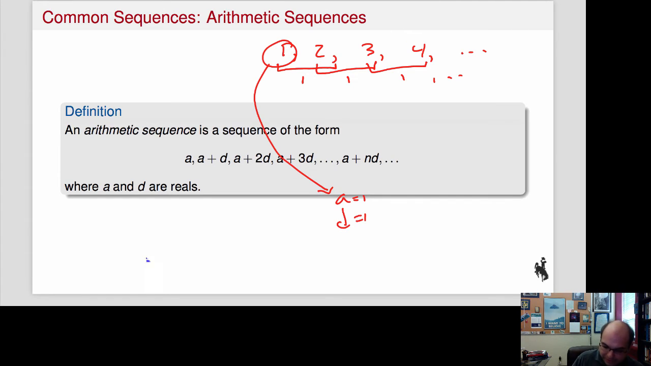That's the common difference. So I start with a, that's the first element, and then I add d. Okay, and then I add d again, so I have a plus d, then a plus 2d, and then a plus 3d, and so on, right? And then kind of the nth element or something like that is a plus nd. Okay, now this is 1, this is 2, this is 3. This is actually the n plus 1 element.